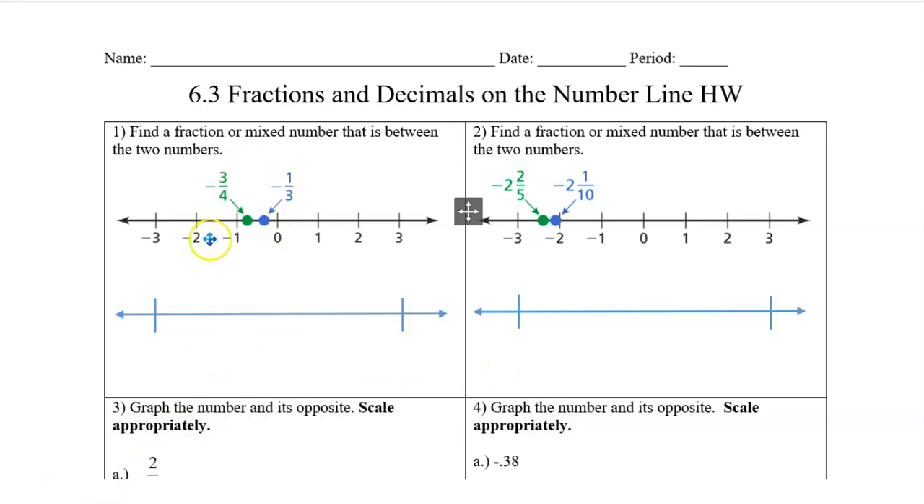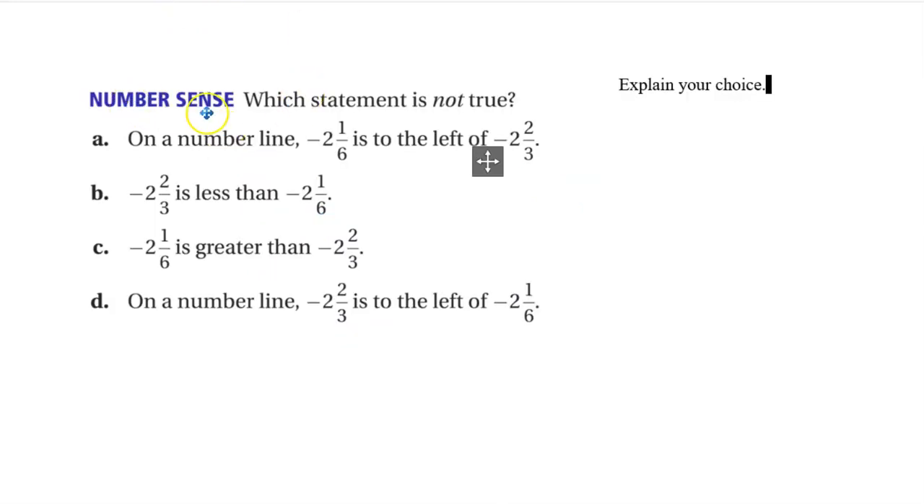So remember, when you're finding fractions in between, you want to make common denominators, so you're cutting the fractions into smaller pieces. And then for number 5, you're trying to pick which statement is not true, and I'm asking you to explain your choice, but you could also maybe make a number line and demonstrate your evidence.